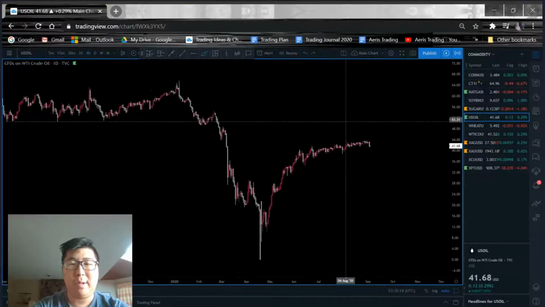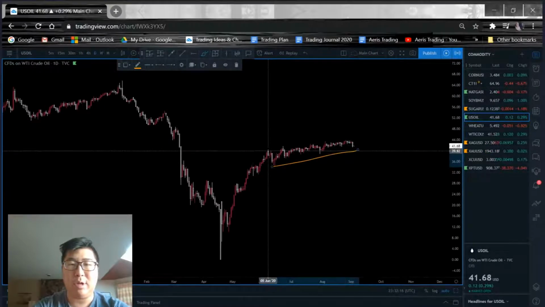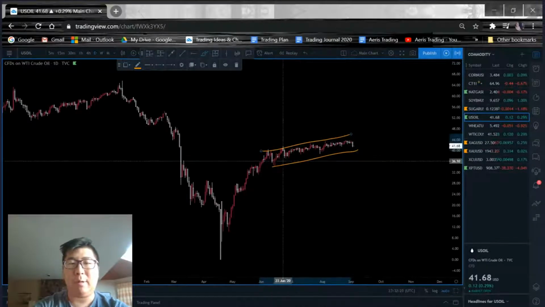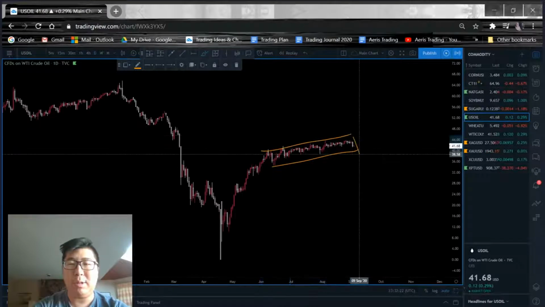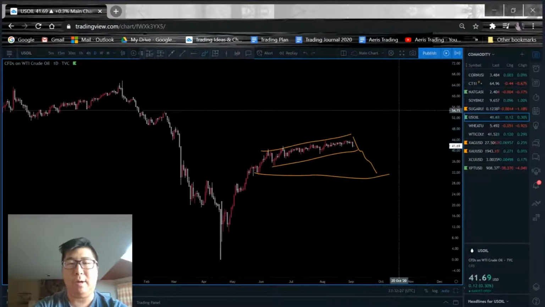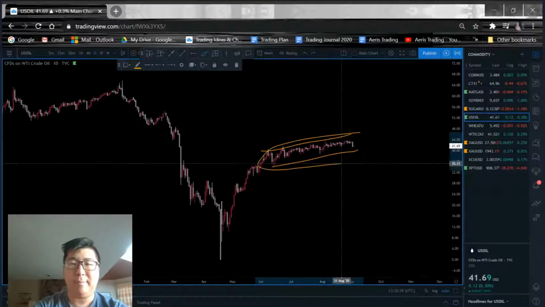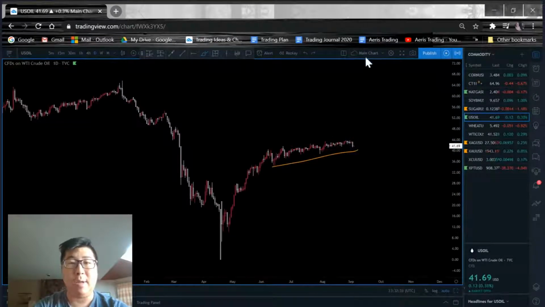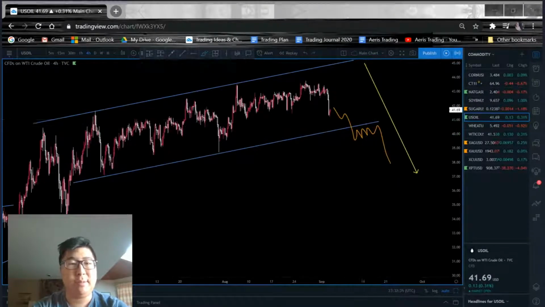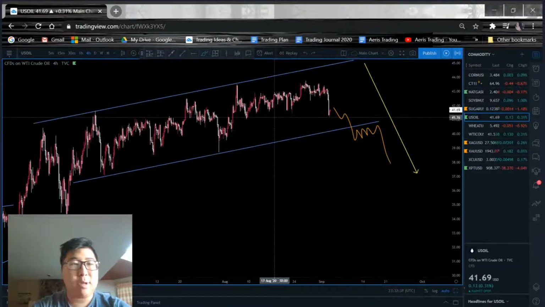If we zoom in on the daily, this is the daily of that channel I drew on the intraday charts. It's not quite clear what it will do. What I do see is a breakout from here and then maybe a continuation upwards, but I haven't seen enough price action to determine that. So happy to be on the sideline, like I said, until I see confirmation from the market. That is what I see on oil.